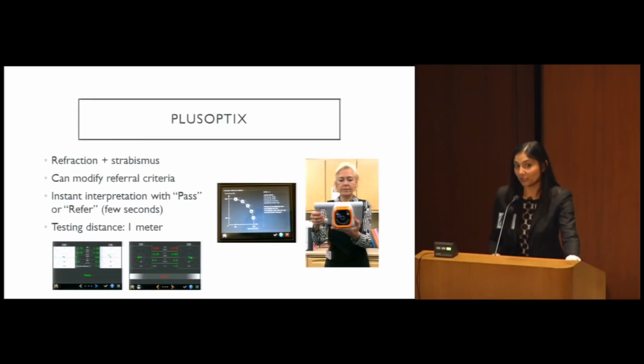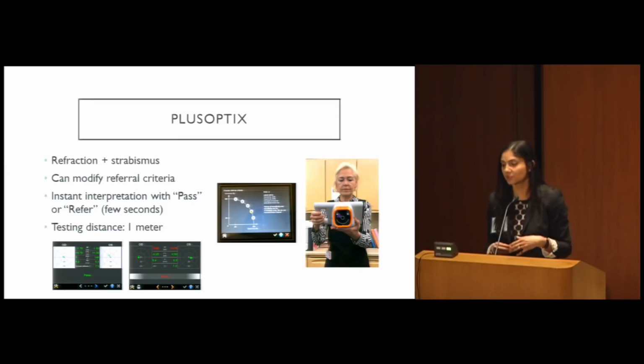And then the second one that we looked at was the Plus Optix screener. It's very similar to the Spot Vision screener, as well as an infrared screener that can be used at a distance, can measure refractive error and strabismus. The one advantage to this one is that you can modify your referral criteria. Here in the US, we almost always will be using the same criteria, but this would allow it to be more applicable in different countries because there are different guidelines for when to refer to an ophthalmologist or not. Likewise, it gives you a pass or fail result.